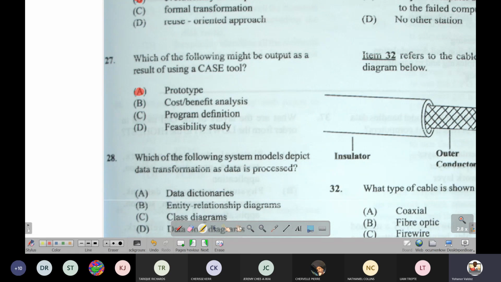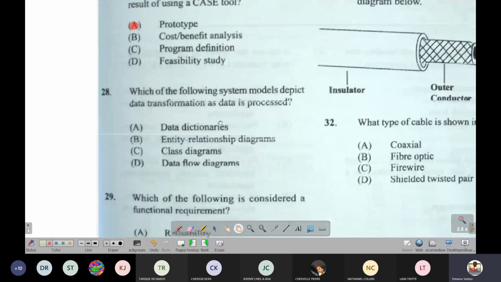Question 28, which of the following system models depict data transformation as data is processed? That's going to be D, a data flow diagram. So you put data in and you show the processing of data and what comes out.